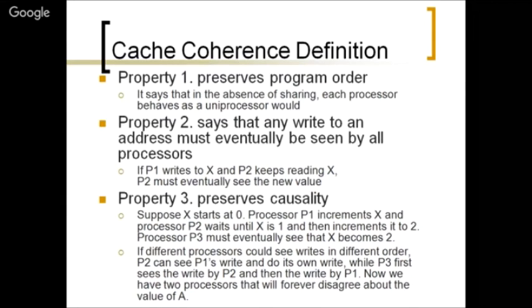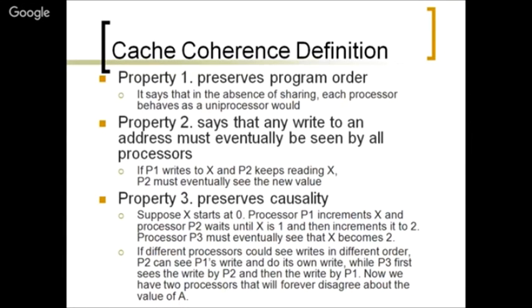Property 2 says that any write to an address must eventually be seen by all the processors. As we discussed in the multiprocessor shared memory case, if one processor writes to the memory, then the other processors must see it. If P1 writes to X and P2 keeps reading it, P2 must eventually see the new value.